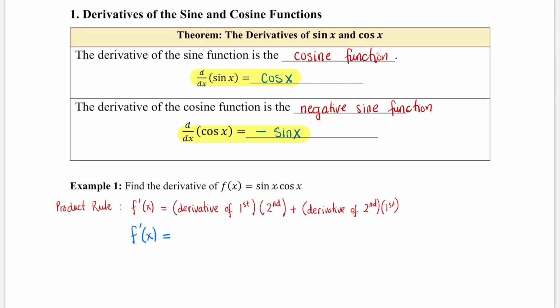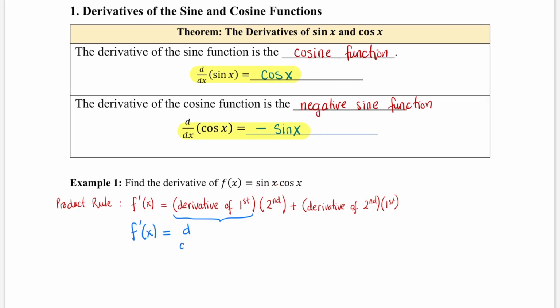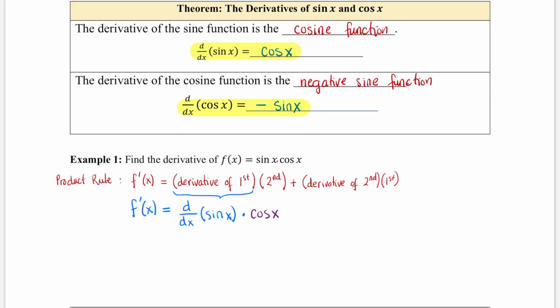So first, I need to take the derivative of the first function, which is the derivative of sine x, multiplying by the second function, which is cosine x, plus the derivative of the second function, which is the derivative of cosine x, times the first function, which is sine x.